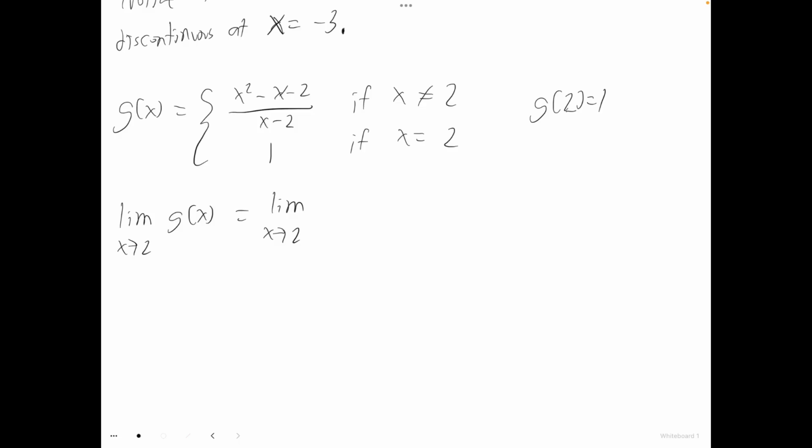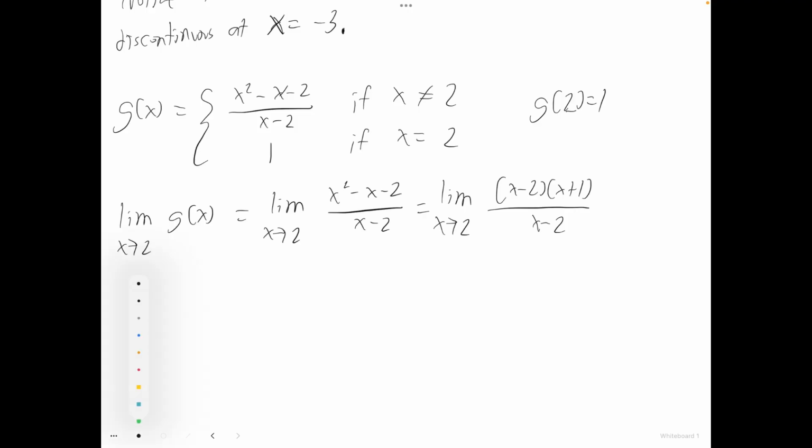So this will be the limit as x goes towards 2 of x squared minus x minus 2 divided by x minus 2, which equals the limit as x approaches 2. We can factor the top as x minus 2 times x plus 1, and we're dividing by x minus 2. Notice that these cancel off, so the x minus 2's can cancel in the limit. We'll have the limit as x goes to 2 of x plus 1, which then gives us 3.